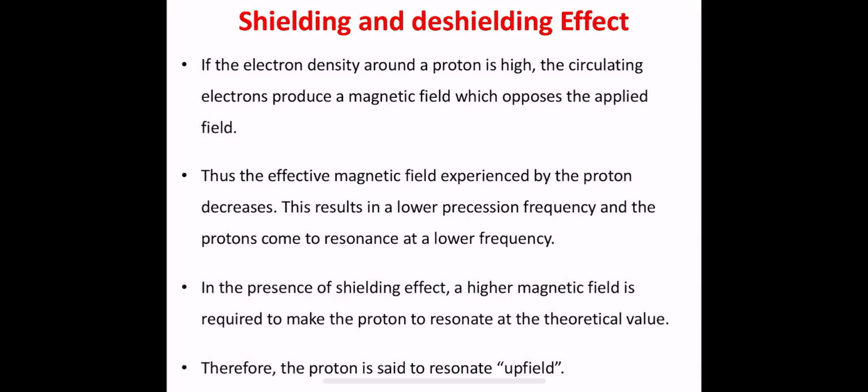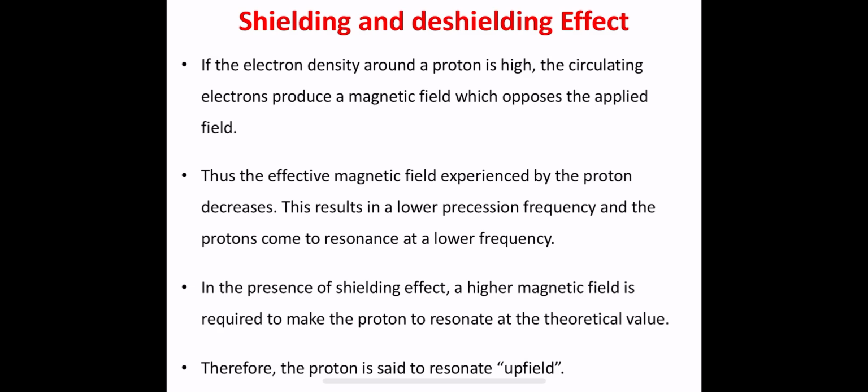Next, we have to be very familiar with the shielding and deshielding effect. What is meant by shielding and deshielding effect? By knowing this only, if we are given a spectrum of any organic compound and asked to interpret it, we can assign the NMR values properly, characterize the compound, and name or identify the compound. So knowing about shielding and deshielding is very important.